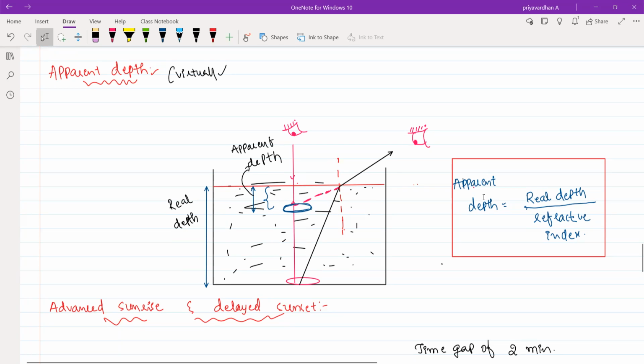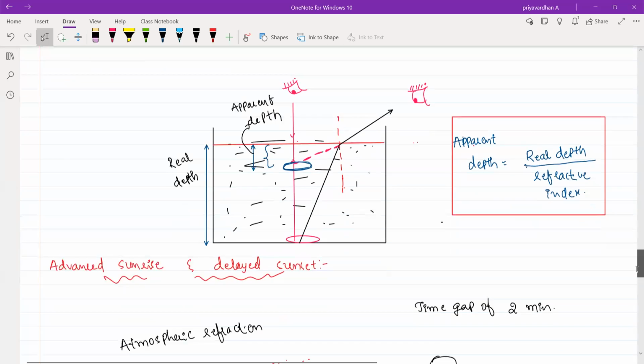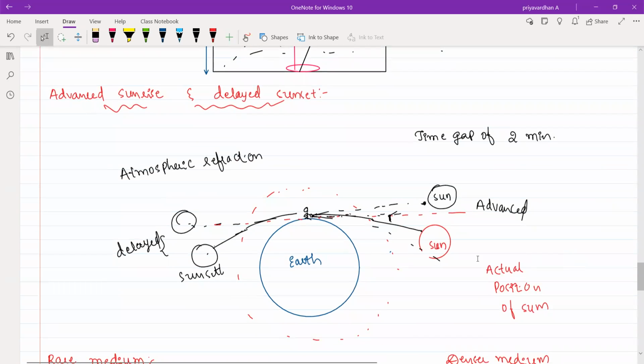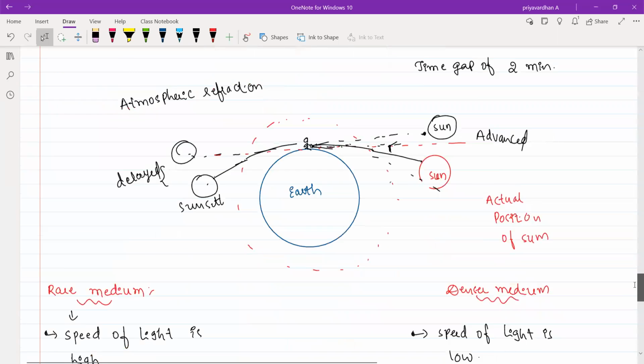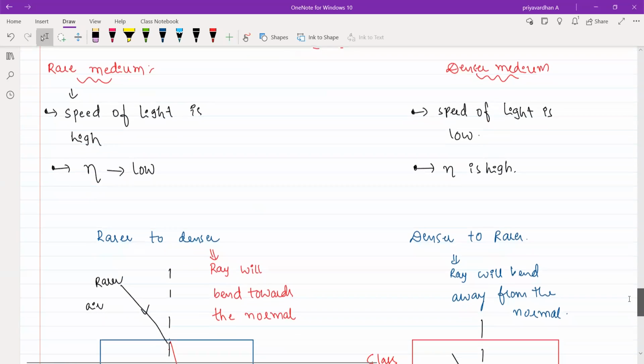The apparent depth formula is real depth by refractive index. Please remember this one. As well, we'll get advanced sunrise and delayed sunset. Before rising itself, you'll collect the rays. The moment you retrace, you'll see that, okay, the sun has risen already. It is an advanced sunrise, we'll say. Even though the sun has set already, you'll see that, oh, the sun is still here. It is not set yet. We'll call it delayed sunset. Due to atmospheric refraction, we'll get this: advanced sunrise and delayed sunset. So at the end, I spoke about rarer medium and denser medium. We'll just go through them.